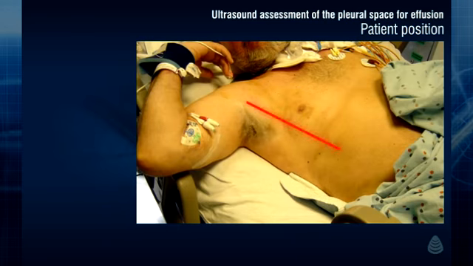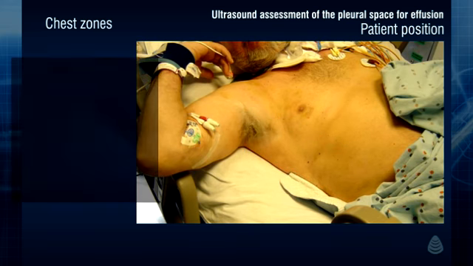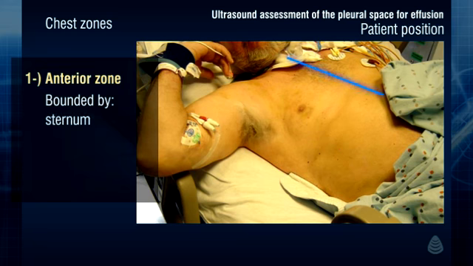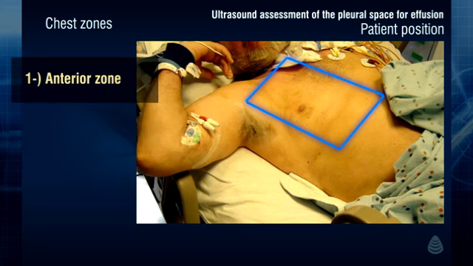Using anterior and posterior axillary lines as anatomical landmarks, each chest wall can be divided into three main regions or zones. The anterior zone is bounded medially by the sternum, laterally by the anterior axillary line, superiorly by the clavicle, and inferiorly by the lower aspect of the rib cage. This zone can then be subdivided into a superior and inferior region.